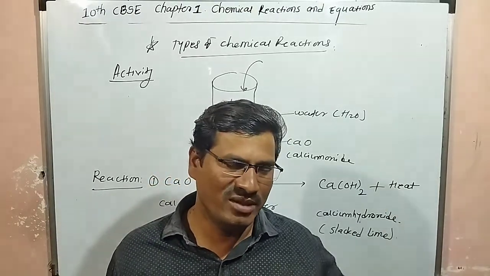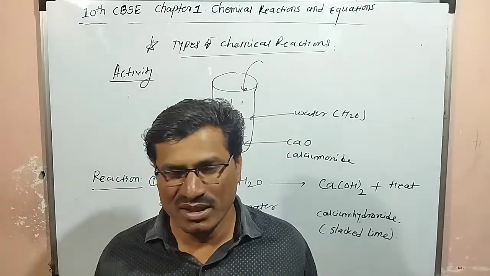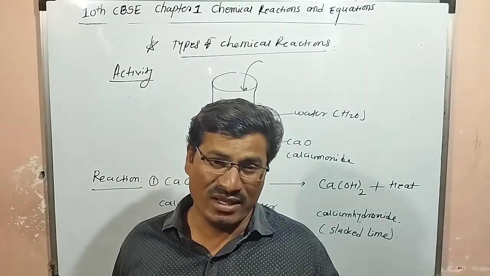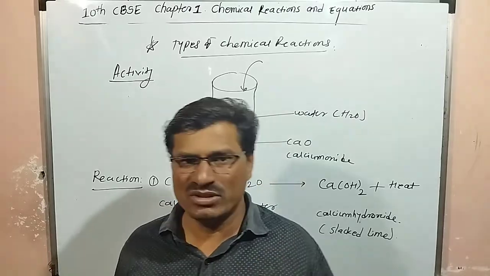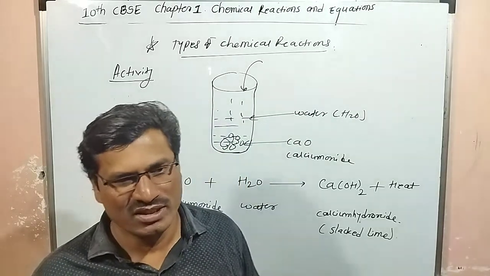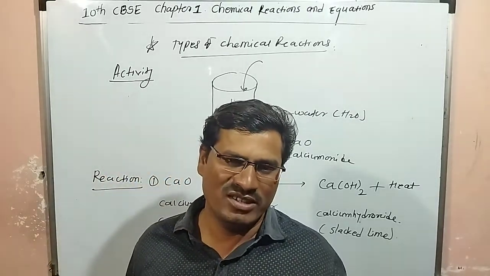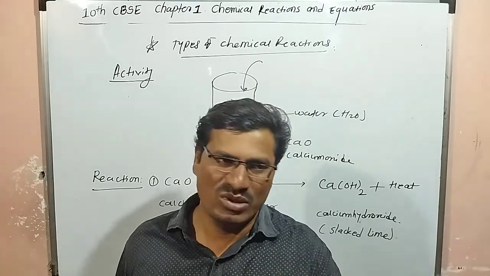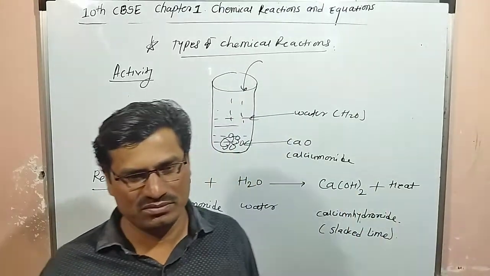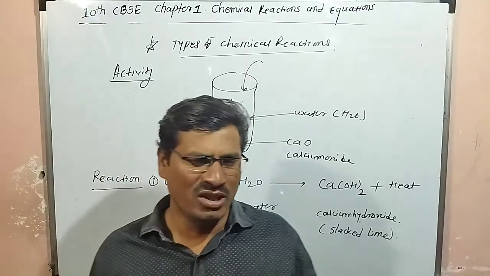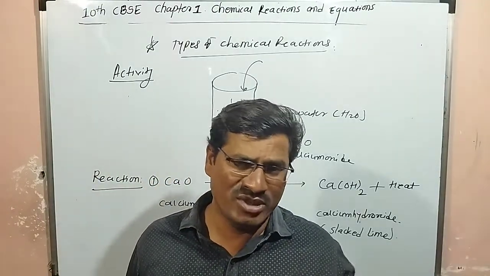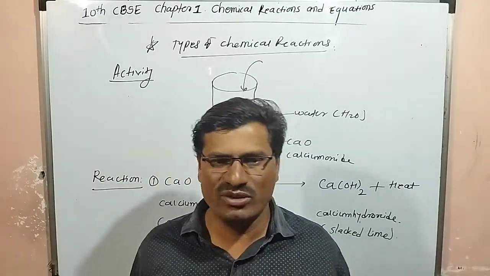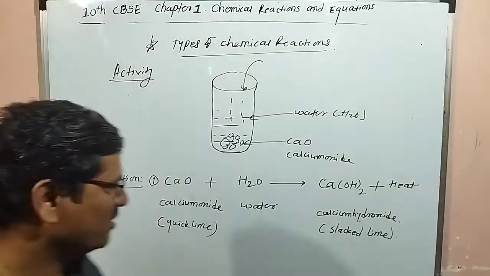So slaked lime is applied on the walls, but that slaked lime reacts with atmospheric carbon dioxide, and it will form calcium carbonate, and it will give shine to that particular wall. Because of that calcium carbonate, it gives more shine to the wall. That reaction I would write.